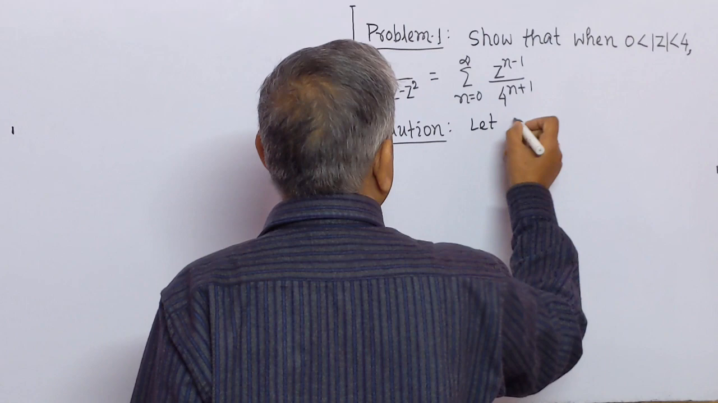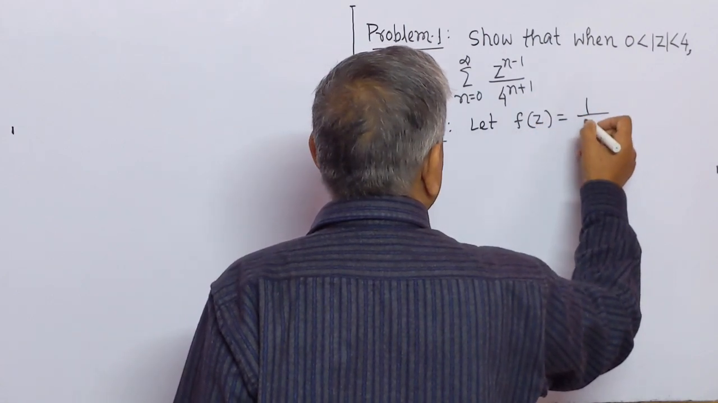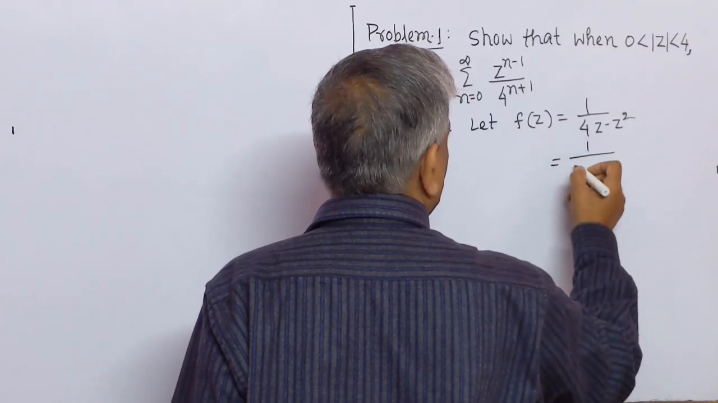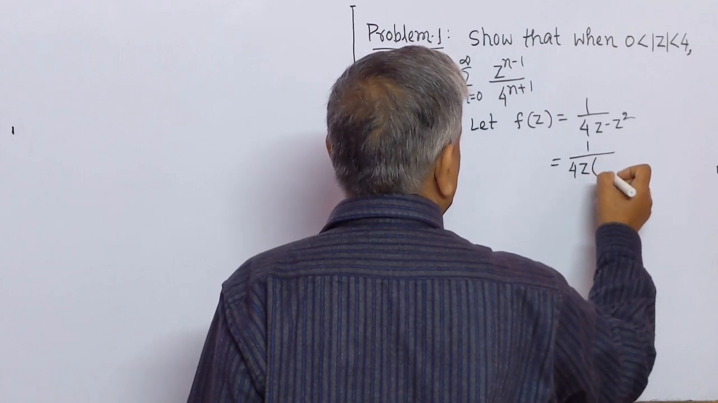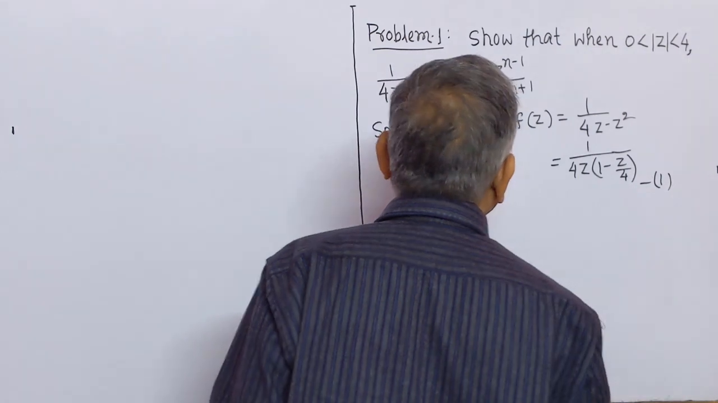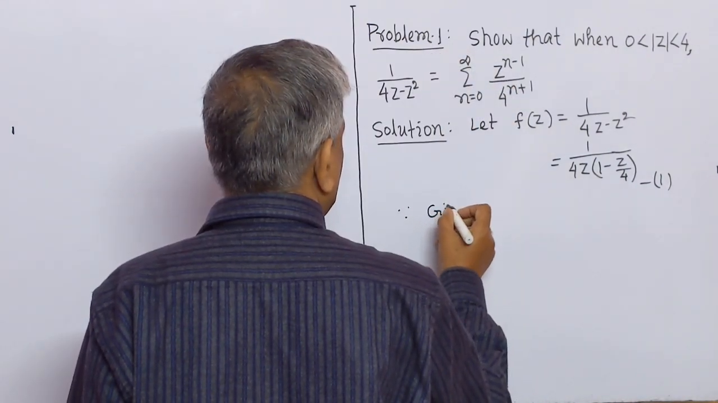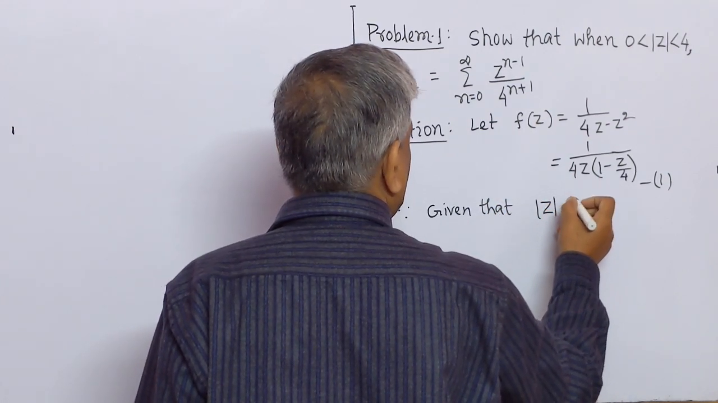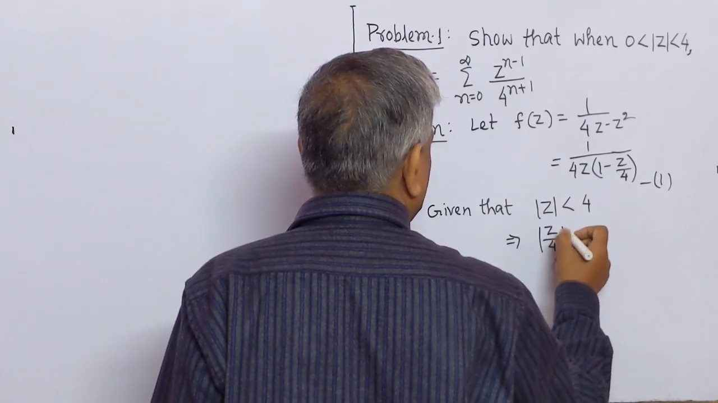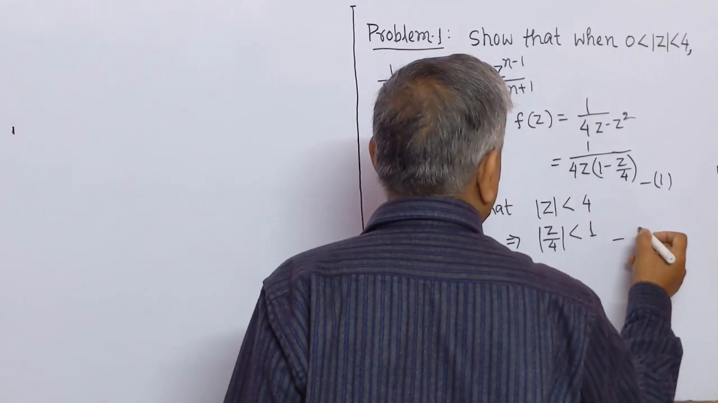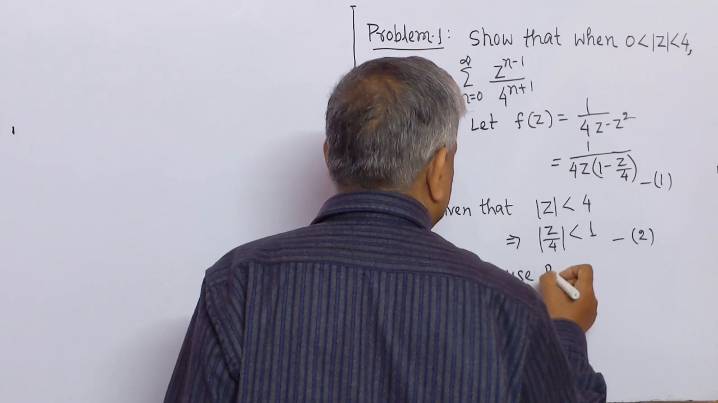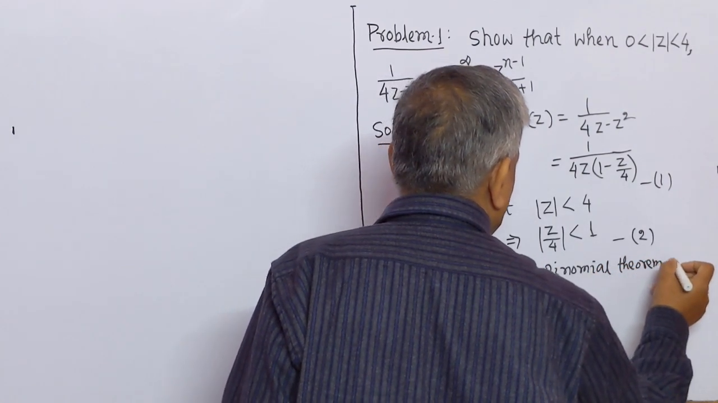Let function of z equal to 1 by 4z minus z square. We may write this as 1 by, we take common 4z, 1 minus z by 4. Let this be number 1. Since given that modulus of z less than 4, this implies that modulus of z by 4 less than 1, this is number 2. So we may use binomial theorem in 1.